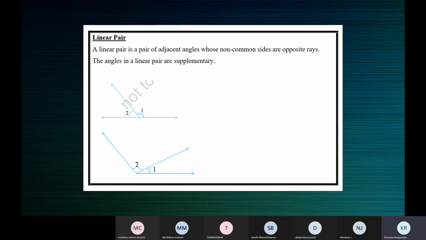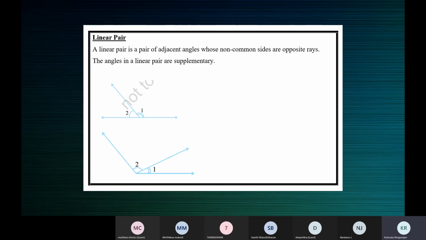Now, tell me, if a linear pair of angles, are they adjacent angles? Yes, ma'am, they're a pair of adjacent angles. So a linear pair is a pair of adjacent angles. If you call two angles a linear pair, then that means they are adjacent angles. They must satisfy all the conditions of adjacent angles.